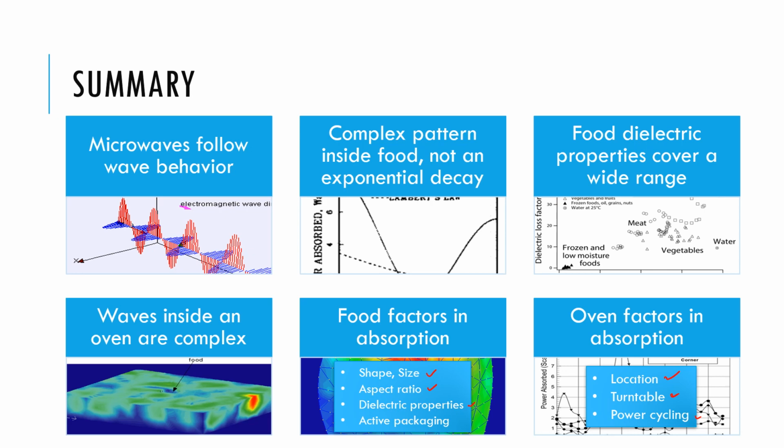So that concludes part one of the microwave heating part of this food physics course. Part one talked about the electromagnetics. Now in the next set of videos, in part two, we will combine the electromagnetics with heat and mass transfer.